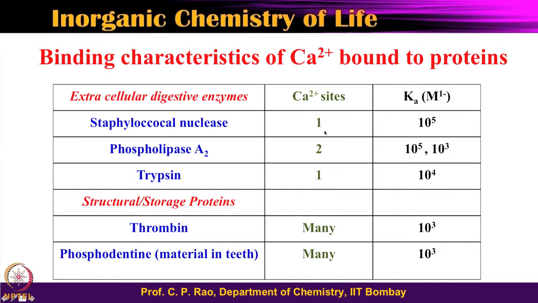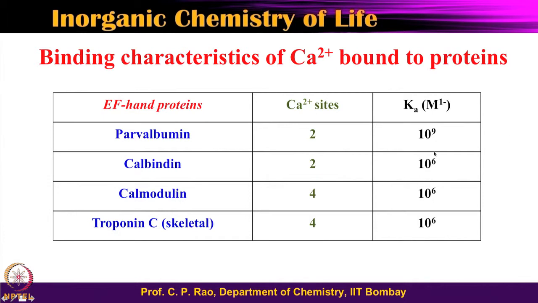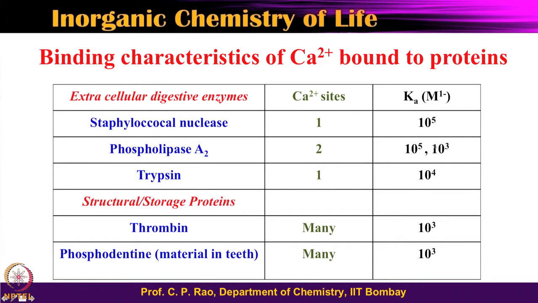There is one calcium site in staphylococcal nuclease, which is 10 power 5. Phospholipase A2 has 2 sites, 10 power 5 in one case and 10 power 3, and trypsin 10 power 4, and there are thrombin and phosphodentine material in teeth at 10 power 3. So, what we have seen is 10 power 3 up to 10 power 9. So, there is a great range of binding strengths. This is the strength of calcium, and why calcium can interact to show trigger functions, and can show other kinds of functions as well in these enzymes.